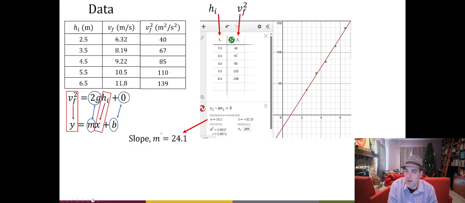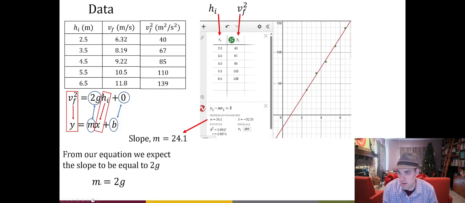Now, I want to know what g is going to be, the acceleration of gravity. Well, we know that the slope is going to give us our experimental value for 2g. So from the equation that we used and how we plotted it, the slope value equals 2g. Well, I know my slope value is 24.1, so I can just divide 2 to both sides.